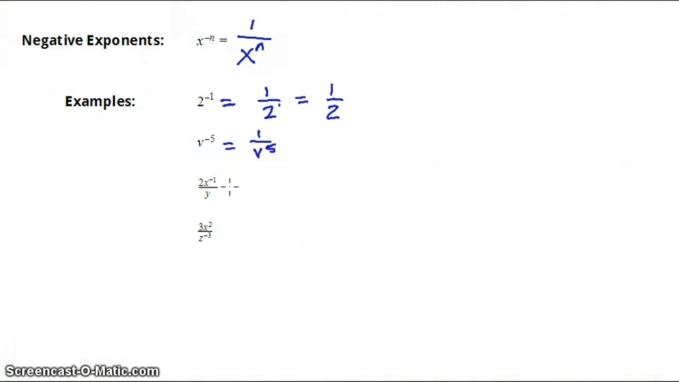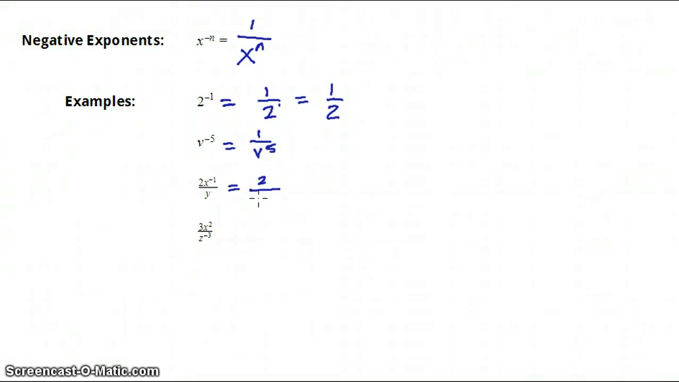Here's another example. This one's a little bit different. This time I have 2x to the negative 1 over y. A couple things I need to think about here. One is that the exponent here, the negative 1, is only on the x. It doesn't have anything to do with the 2 that's out in front of the x. That 2 is just a coefficient on the x right there. And so I'm going to leave 2 in the numerator of that fraction.